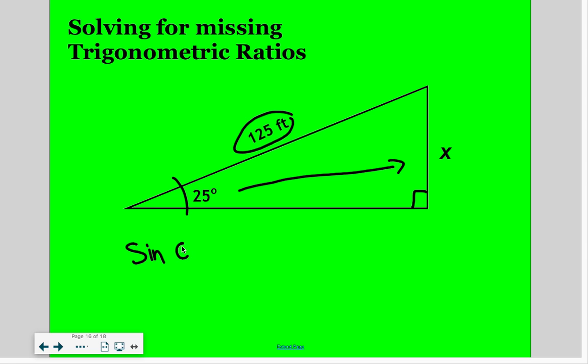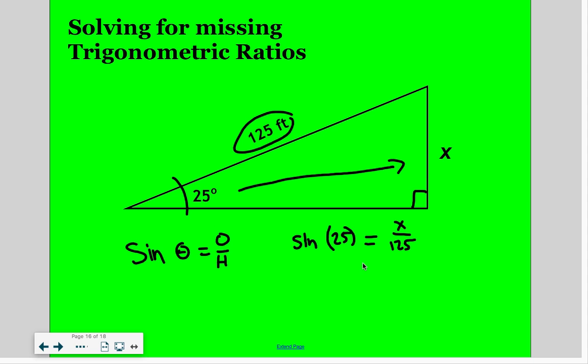So if I have opposite and hypotenuse, then that means I'm going to be using sine. So what I like to do is I like to write it in variable form first. So sine theta equals opposite over hypotenuse. And that way I don't have to worry about putting stuff in the wrong spots. So do I know what theta is? Yes, I do. It's 25. Do I know what the opposite side is? No, that's x. And do I know what hypotenuse is? Yes. So let's go ahead and plug that in. So we got sine 25 equals x over 125.